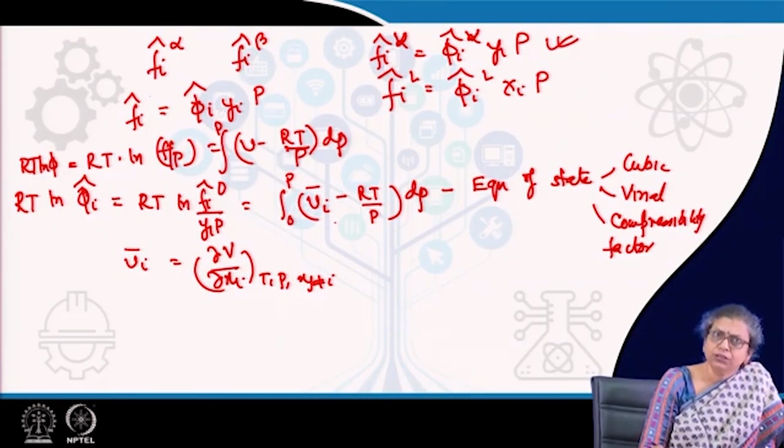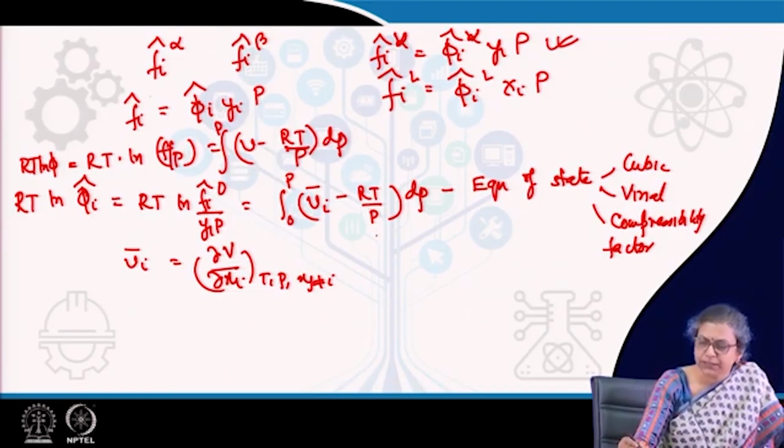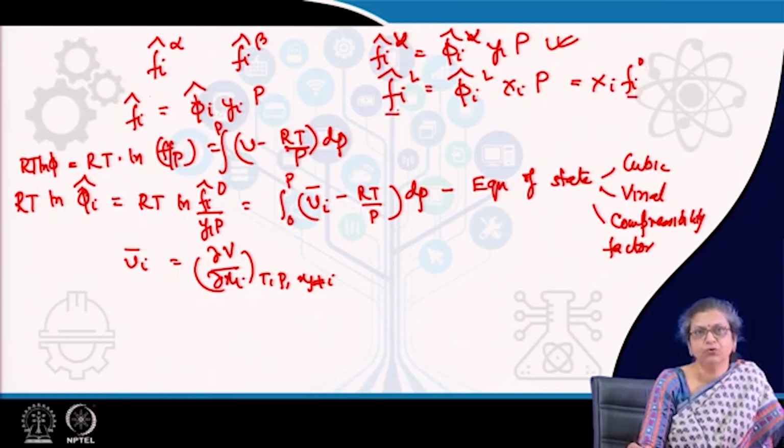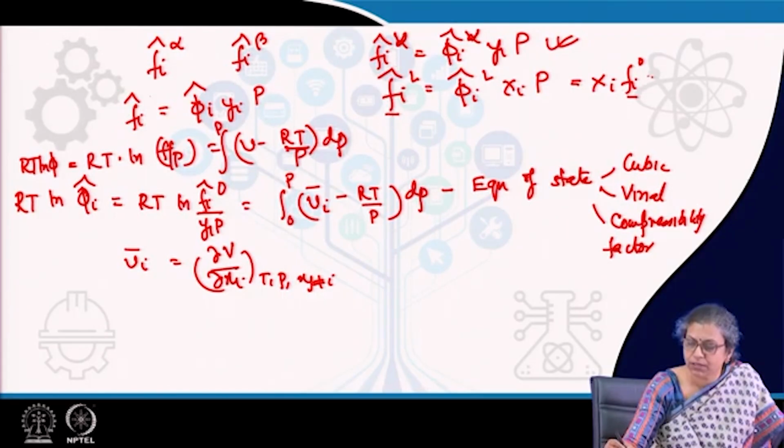So, just to eliminate this difficulty, an ideal solution model has been assumed in the liquid phase, which states that the partial fugacity of component i in the liquid phase is proportional to the composition in the liquid phase and the pure component fugacity of that component in the liquid phase, provided the f_i0 and the f_i are evaluated at the same conditions of temperature and pressure.